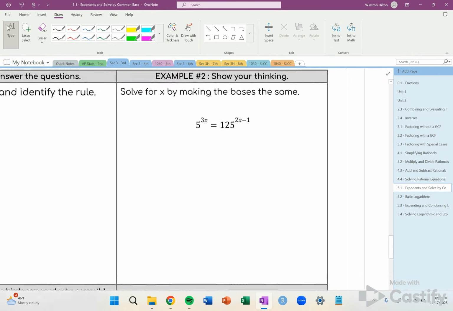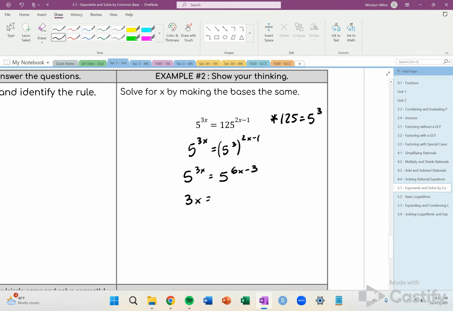Over here, we need to solve for x. We can recognize that 125 is equal to 5 cubed, and we can rewrite this as 5 to the power of 3x equals 5 cubed to the power of 2x minus 1. Doing that multiplication on the right-hand side, we get 5 to the power of 6x minus 3. We have the same base, so we make this 3x equals 6x minus 3.